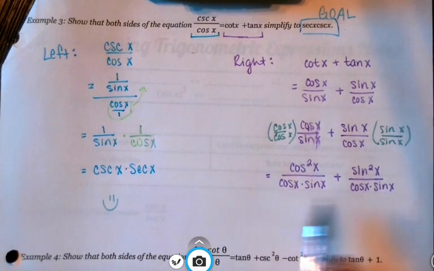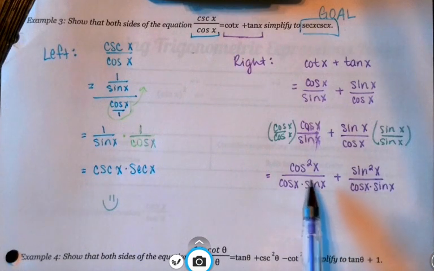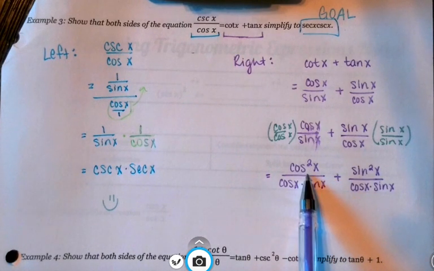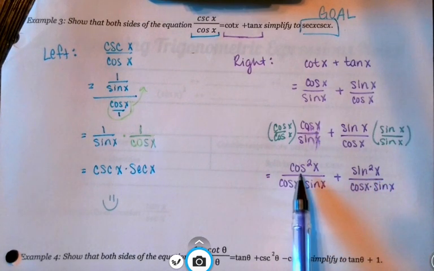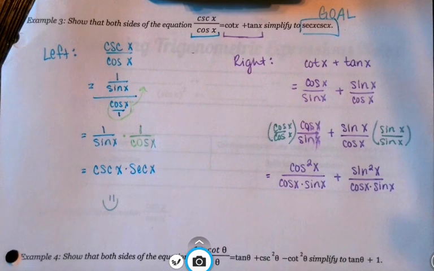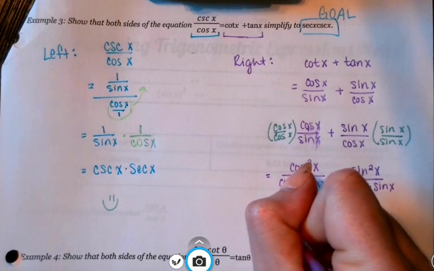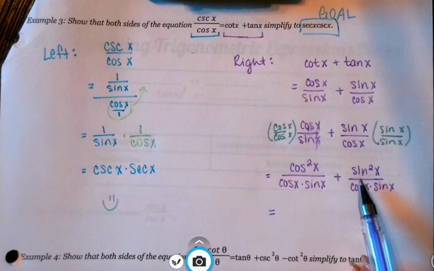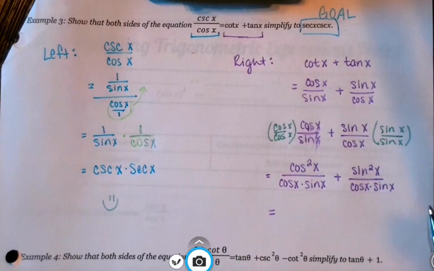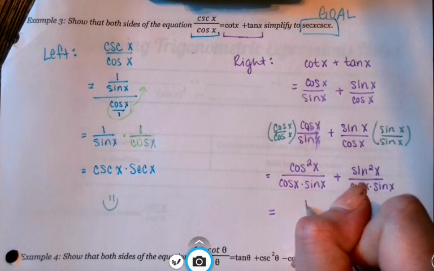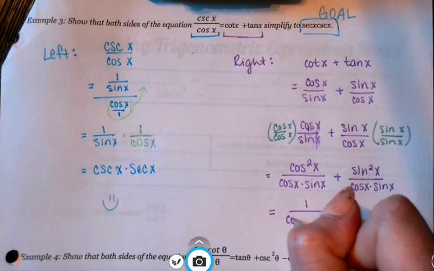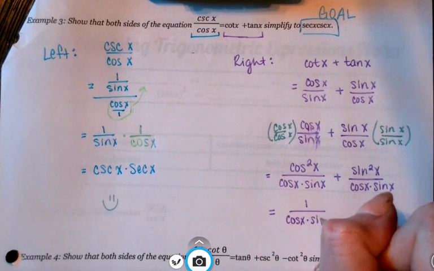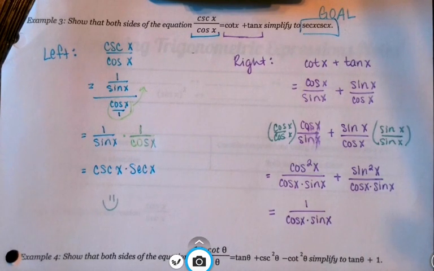Now that I have common denominators, I can make it into one fraction. And then looking ahead, I would have cosine squared plus sine squared in my numerator. Well, cosine squared plus sine squared is actually one of our Pythagorean identities. Cosine squared plus sine squared is 1. So I'm going to skip a step here because I'm running out of room. Towards the bottom, I have 1 in my numerator, and then my denominator is cosine times sine.